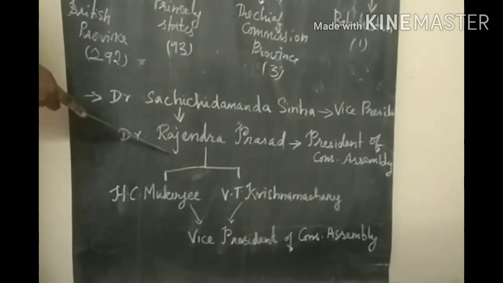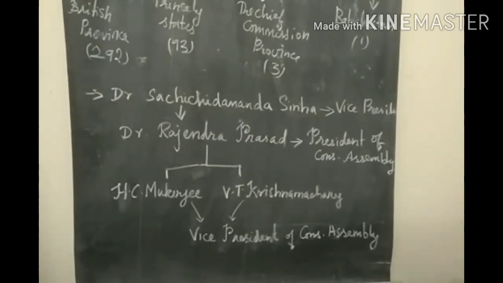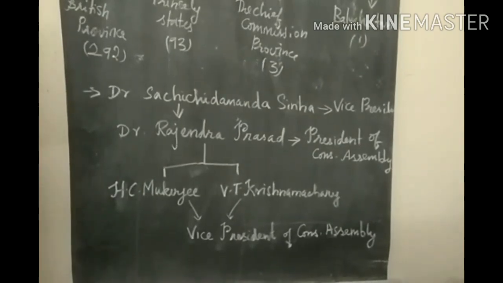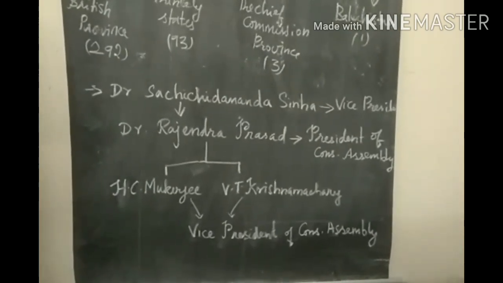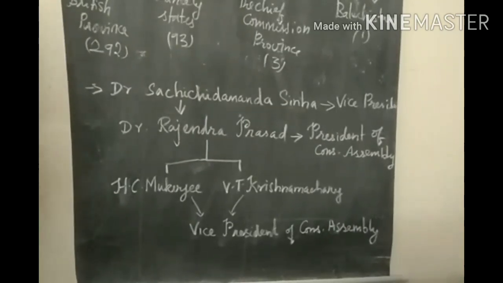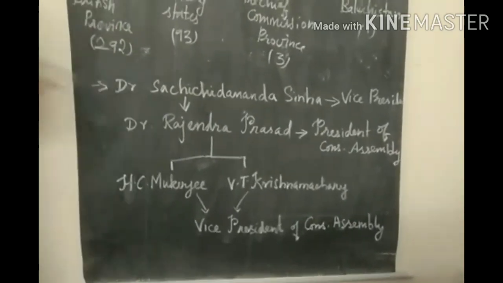Okay, and under him, H.C. Mukherjee and V.T. Krishnamachari were elected as the Vice Presidents of the Constituent Assembly. These 2 people will assist Dr. Rajendra Prasad. Now, let me recall.